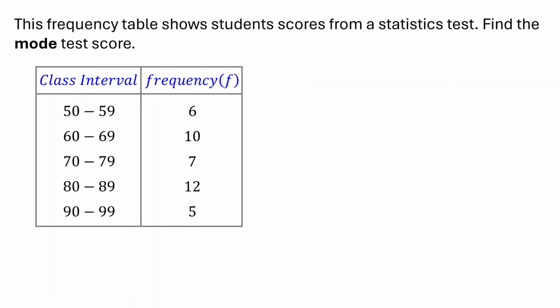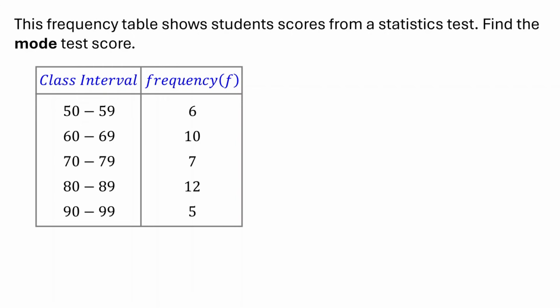In this lesson, you will learn how to calculate the mode of grouped data from a frequency distribution table. The table shows the scores of students in a statistics test. The first column lists class intervals, which represent score ranges. For example, the first class represents students who score between 50 and 59.